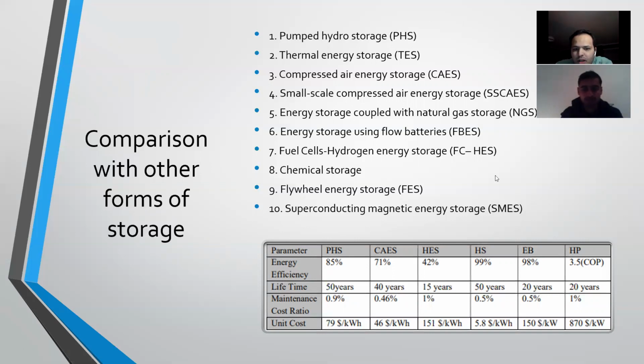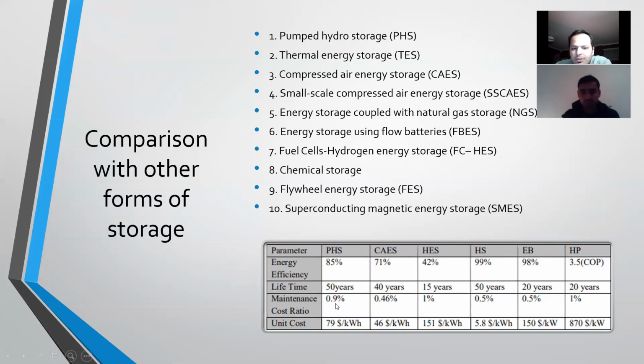And in this table, we also compare some popular ones, the highest one and the lowest one, with the battery storage. You can see energy efficiency is 99% for HS, and for EV it's almost 99 and 98, whereas HES is 42%. But if you compare the lifetime span, pump hydro storage is 50 years, whereas the lifetime span of the HES is very little, about 15 years.